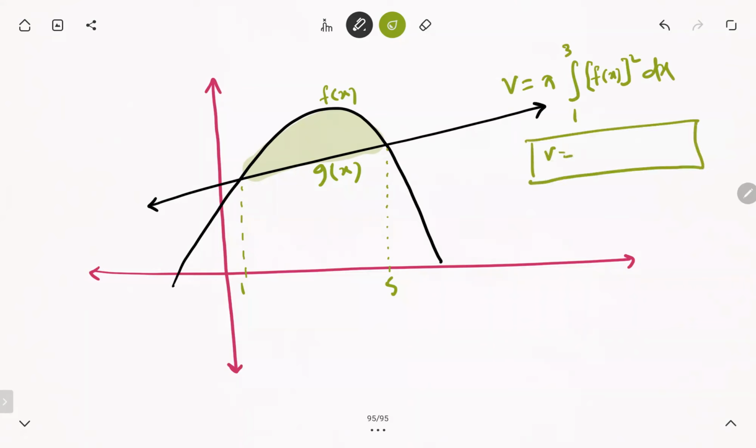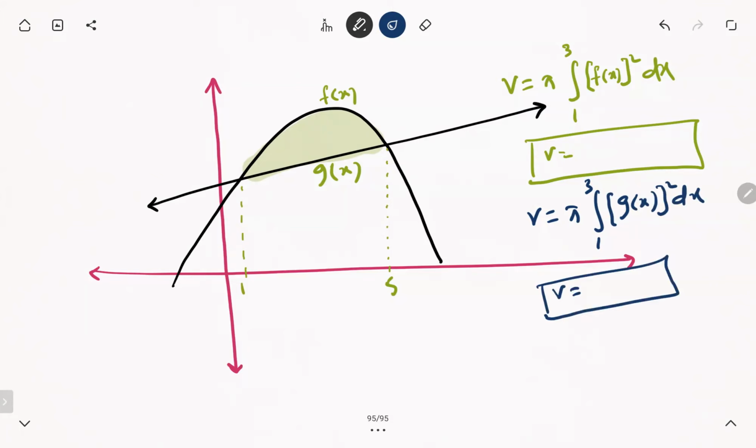Then again you will apply the same volume formula, limits 1 to 3, and this time for the line g of x, y square, so g of x square here. You will open the square, integrate it, apply the limits, and you will get the volume under the line. And at the end, you need to subtract both of them to get the shaded region volume. I hope this is clear.